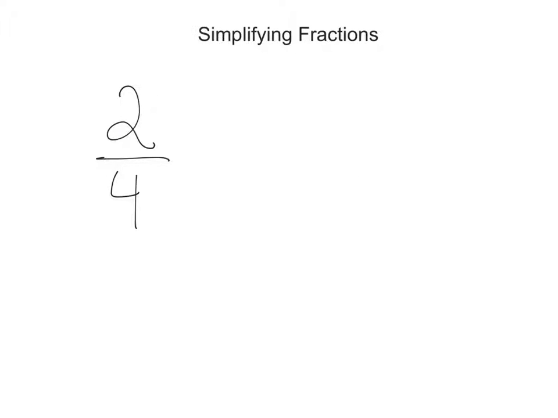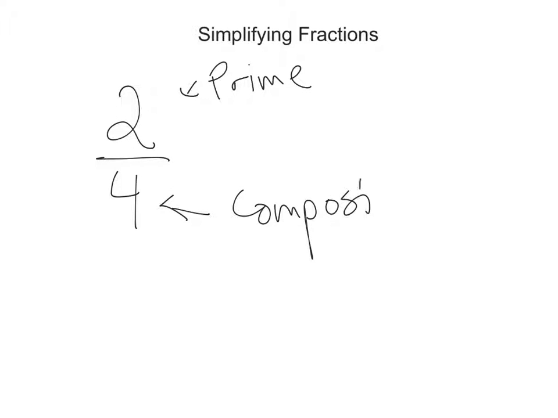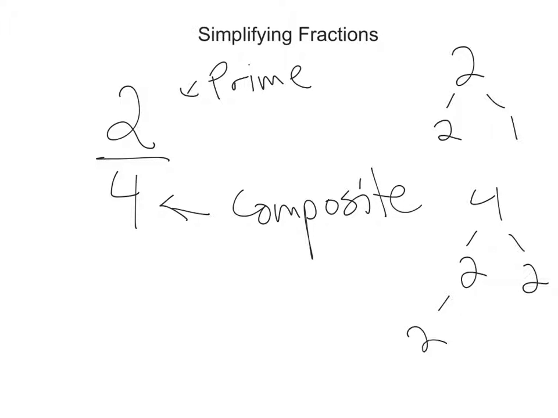Here again we have a fraction. 2 is prime. 4 is composite. But in this case, unlike 3 and 4, we actually do have factors that we share, because if we watch the factor tree of 2, the 2 factors are 2 and 1. And the factor tree of 4 is 2 and 2, and then each one of these breaks down to 2 and 1. So we know we share the factor of 2.